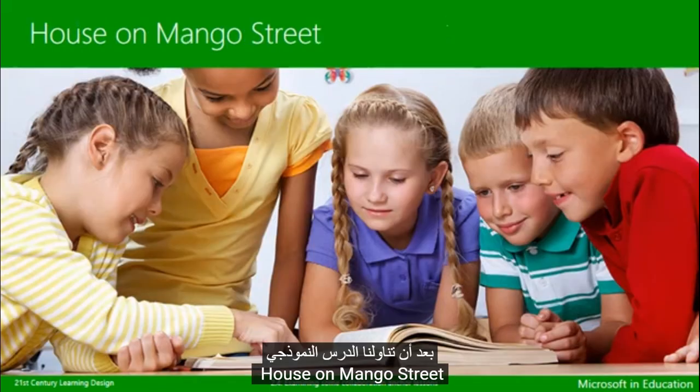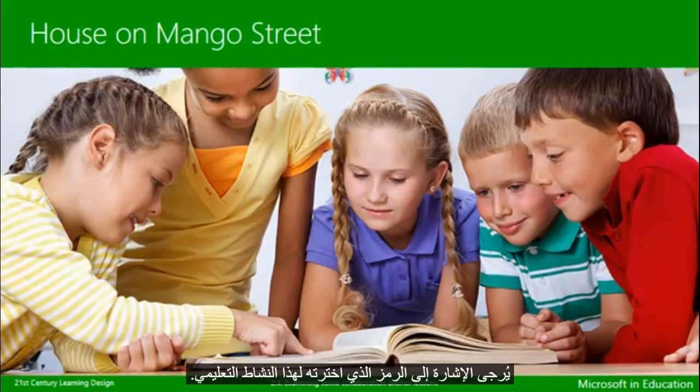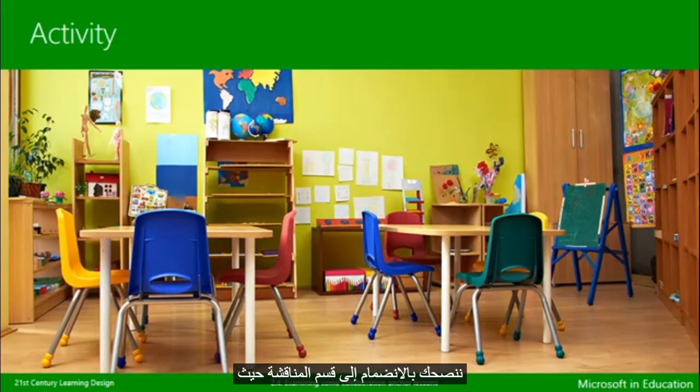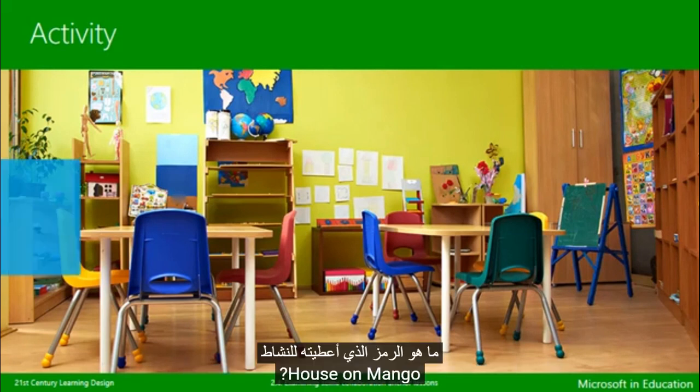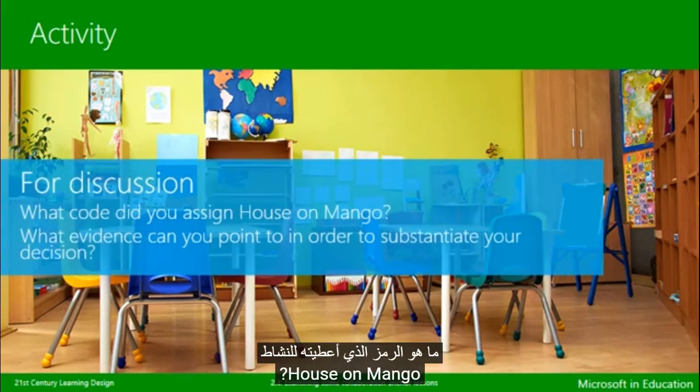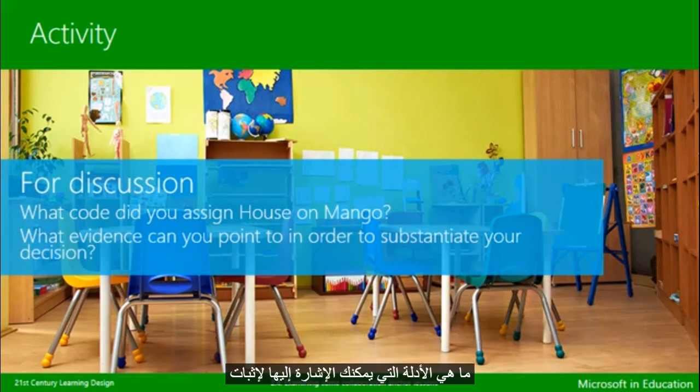Having examined the House on Mango Street anchor lesson, please indicate the code you assign this learning activity. We would encourage you to join the discussion area where you can share your views on how you coded this learning activity. What code did you assign House on Mango? What evidence can you point to in order to substantiate your decision?